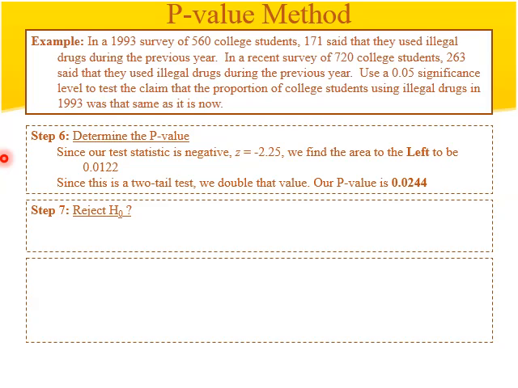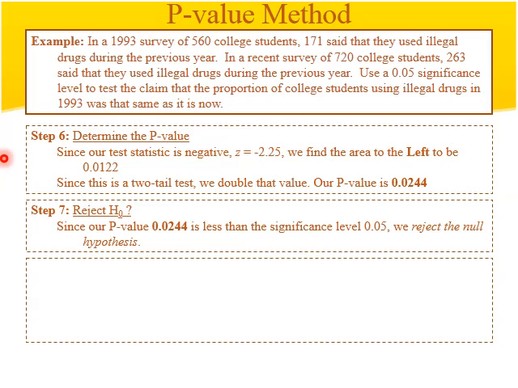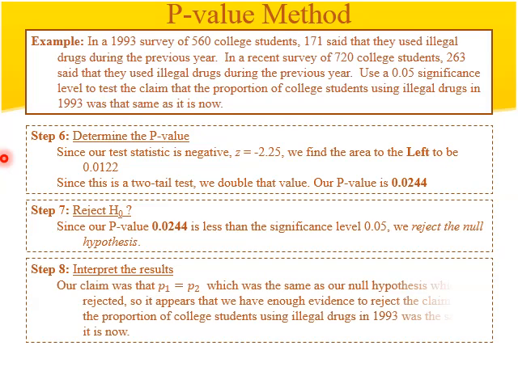For step 7, we simply compare this p-value to our significance level 0.05. Since our p-value is less than our significance level, we're going to reject the null hypothesis. So to interpret this, since our claim was that P1 equals P2, which was the same as our null hypothesis, and since we rejected the null hypothesis, it does appear that we have enough evidence to reject the claim that the proportion of college students using illegal drugs in '93 was the same as it is now.